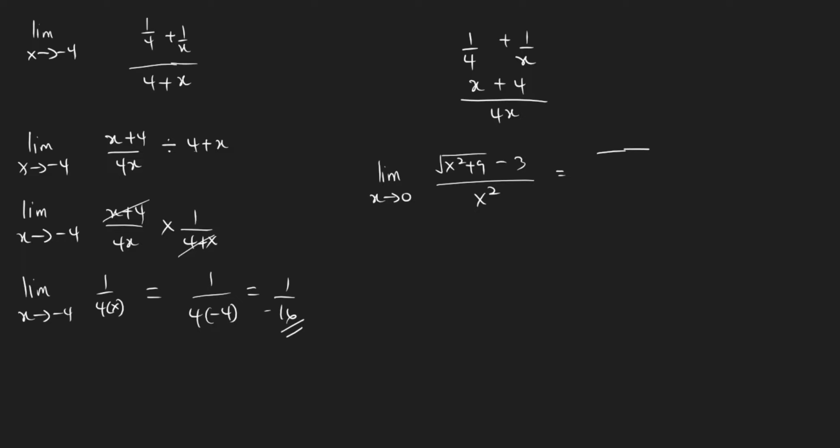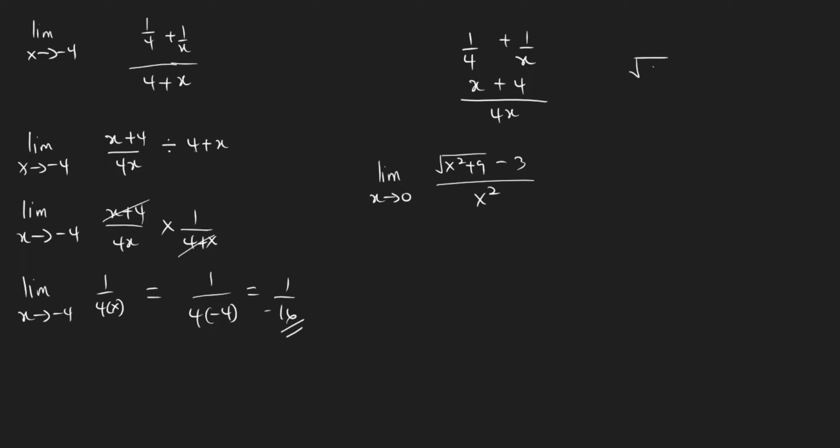So I'm going to have square root of 0 squared plus 9, minus 3 divided by 0 squared, which is 0, right? So you see that we already have 0 as the denominator, so I'm going to have indeterminate form. So you have to find a way to compute the limit. So in this case, what you are going to do is multiply by the conjugate of the numerator, because of this square root function that you have here.